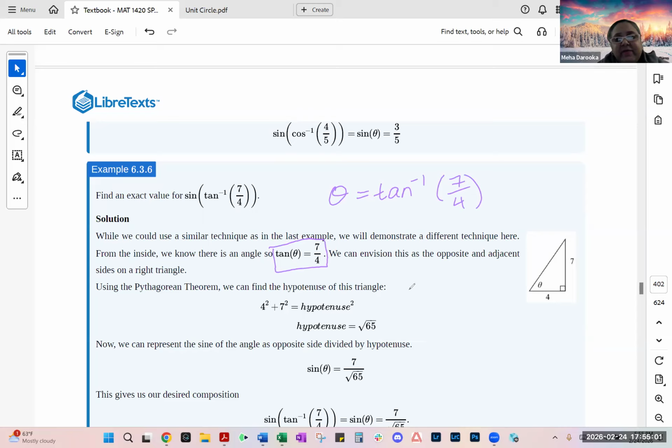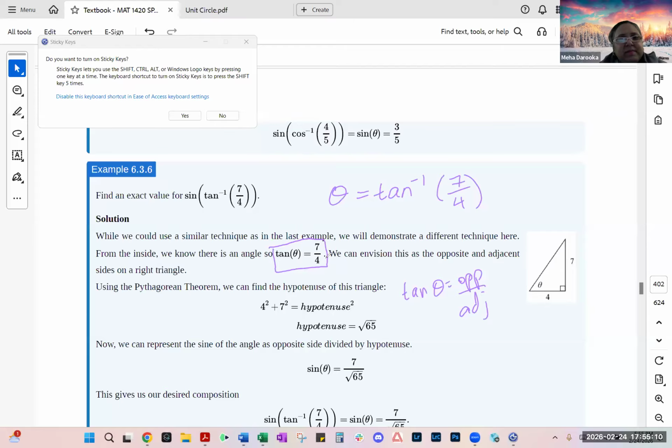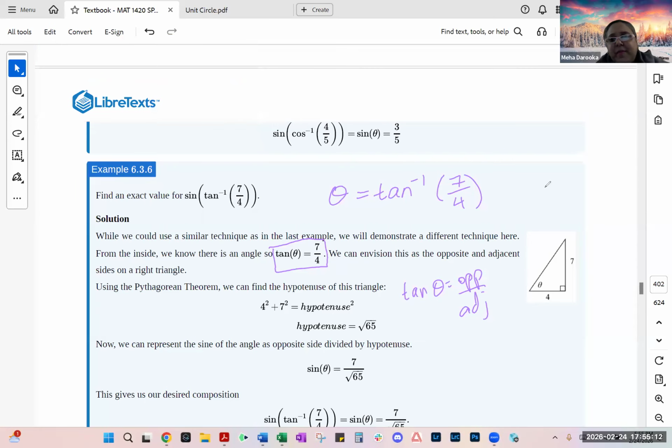So if tangent of theta, and remember tangent is defined as opposite over adjacent. If you remember from our SOHCAHTOA, so that's opposite over adjacent. So this will be the opposite side. This will be the adjacent side. So you can see in our little right triangle here, if this is the angle theta, then the opposite side is 7. The adjacent side is 4, which means we now need to figure out what the hypotenuse is going to be. And then you can see we're basically using the Pythagorean theorem to help us with that.